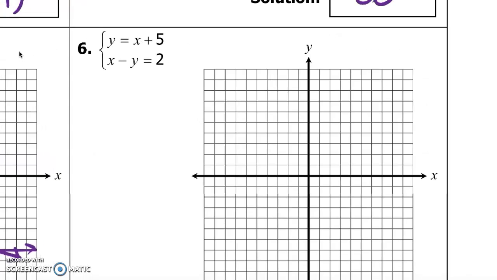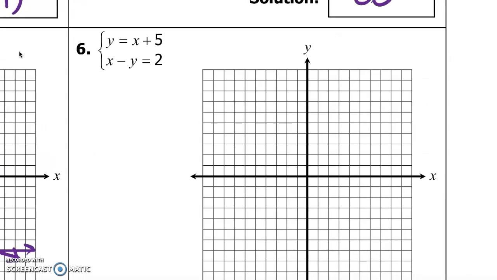Number 6, your top one is already in slope-intercept form, so I start up 5 and then a slope of 1/1. So up 1, right 1, down 1, left 1.